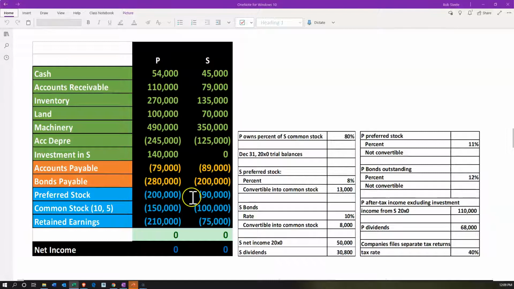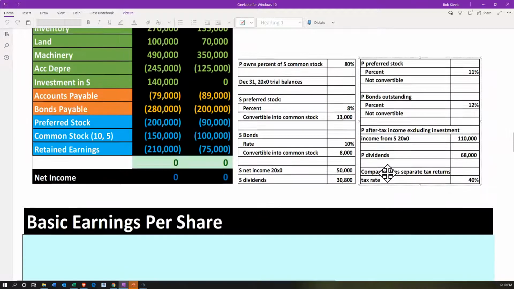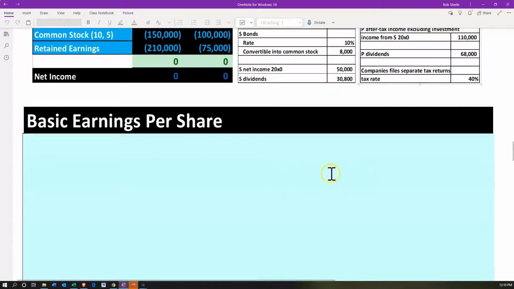stock here, and then the common stock. Note that this 10 and 5 represents the par value, the parent being the 10, the subsidiary being the 5. And then we have our information that we just read up top in a more condensed format so that we can go back to it as we go into our calculations. So then we have our calculations down below.